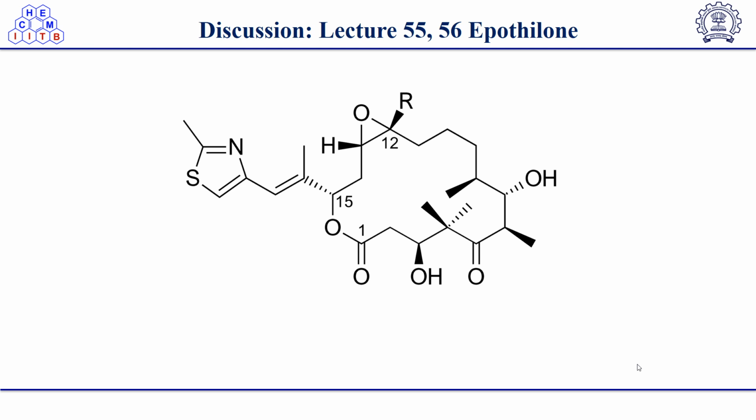So that's all about the discussion on epothilone, where we saw four total syntheses, two by the Nicolaou group, one an olefin metathesis approach and the other a macrolactonization approach. Then one total synthesis by the Schinzer group, and then the first total synthesis of epothilone A by Danishefsky's group. So that was all about the discussion on epothilones, lectures 55 and 56.